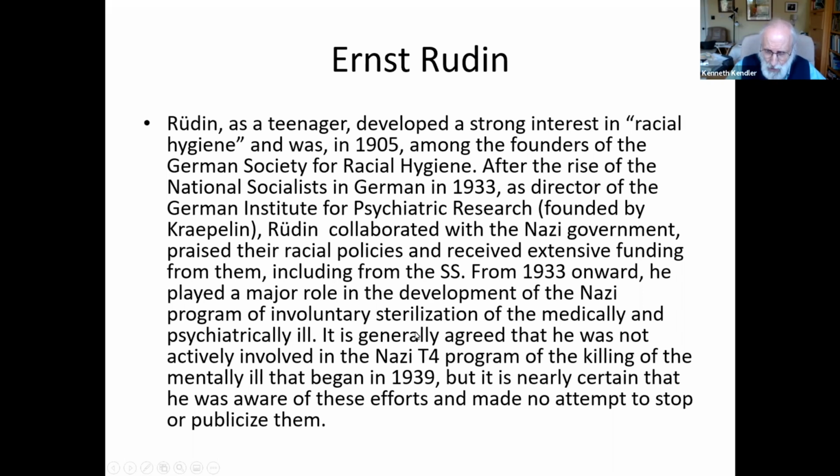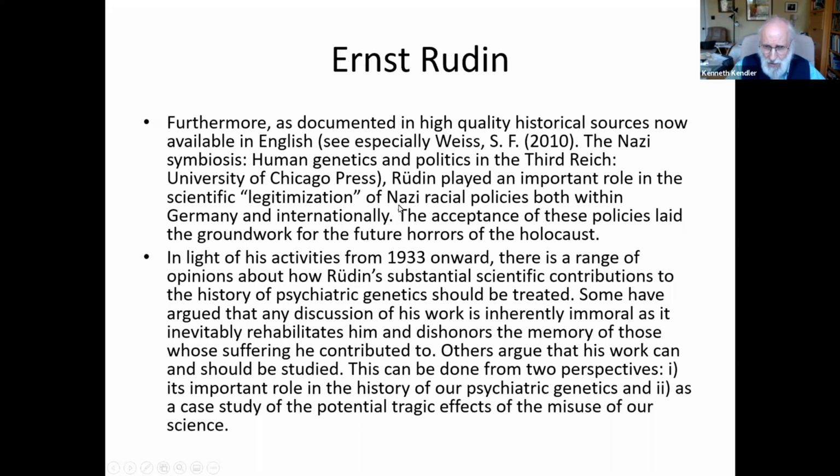It is generally agreed that he was not actively involved in the Nazi T4 program, which was the systematic killing of the mentally ill and mentally handicapped that began in 1939, but the historical documents are quite convincing that he was aware of these efforts, knew of colleagues who were working in them, and he certainly made no attempt to stop or to publicize them. Furthermore, as documented in high-quality historical resources that have only recently become available in English, I would particularly recommend this book by Dr. Weiss, The Nazi Symbiosis: Human Genetics and Politics in the Third Reich. It's quite clear that Rudin played an important role in the scientific legitimization of Nazi racial policies, both within Germany and internationally.